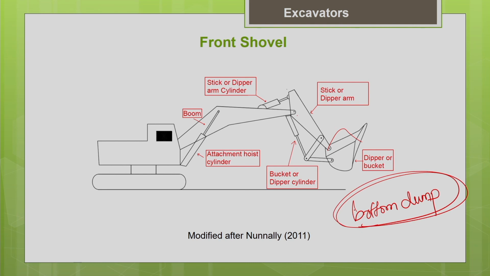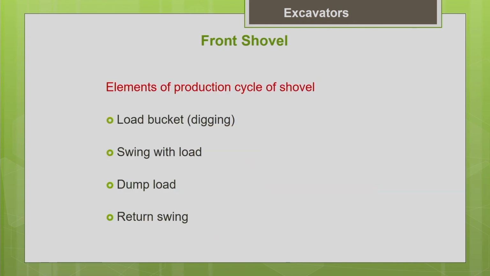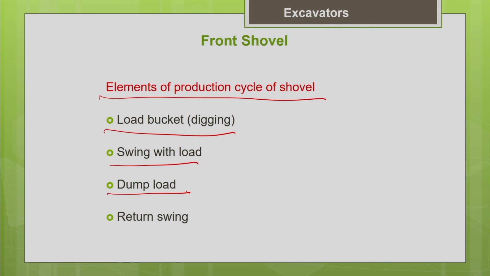Once you dump the material, you have to swing it back. You go for the return swing, back to the original position, then lower it so that you can start the cutting again from the base of the material which is to be excavated. So this is the common production cycle of the front shovel. What are the elements of the production cycle? First you load the bucket with the material, you dig it. Once the bucket is loaded, you raise your bucket, swing it till it reaches the truck, then dump the load into the truck, then return swing back to the original position. All these things make up the production cycle of the shovel.